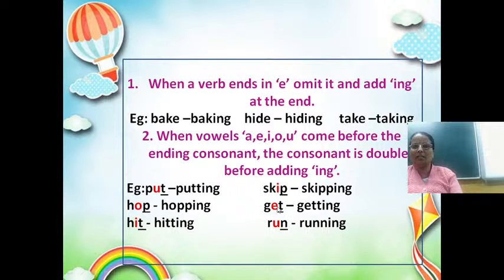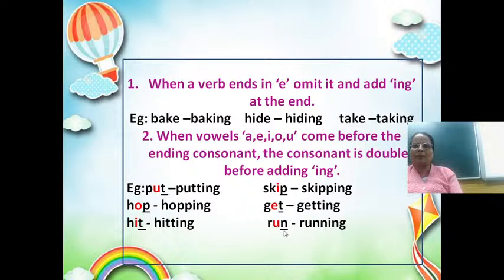Get. G-E-T, get. E is a vowel. And after E, you will find T, consonant T. So you see the ing. G, E, T, T, ing, getting. We have doubled the T before adding ing with get. Look at the last example.